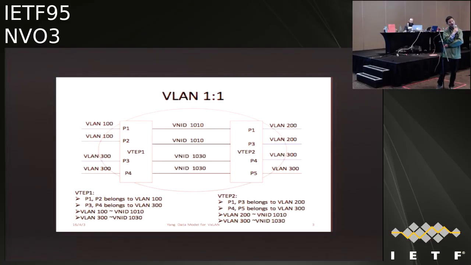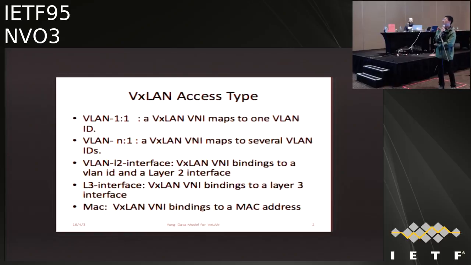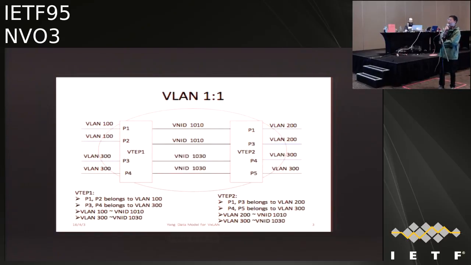I'm just concerned that this makes it seem like it's static. Yeah, here the VXLAN access type is a parameter for the VTEP. So if we create a VXLAN instance, we should configure the VXLAN access type. Yeah, I don't think this works. Okay, thank you.